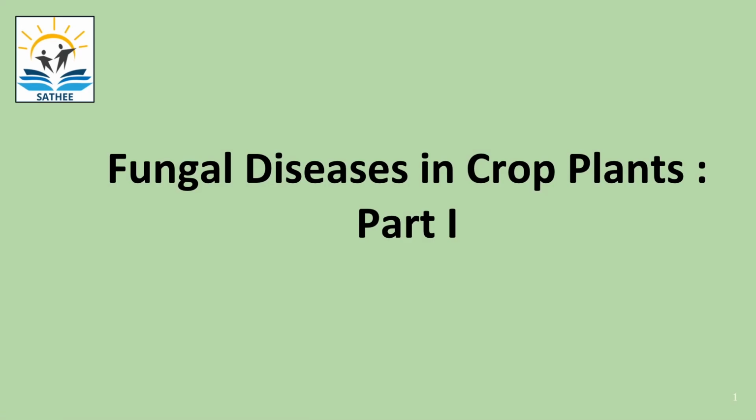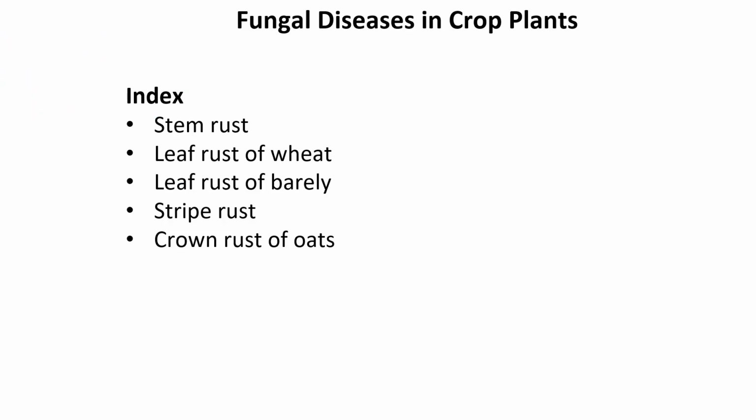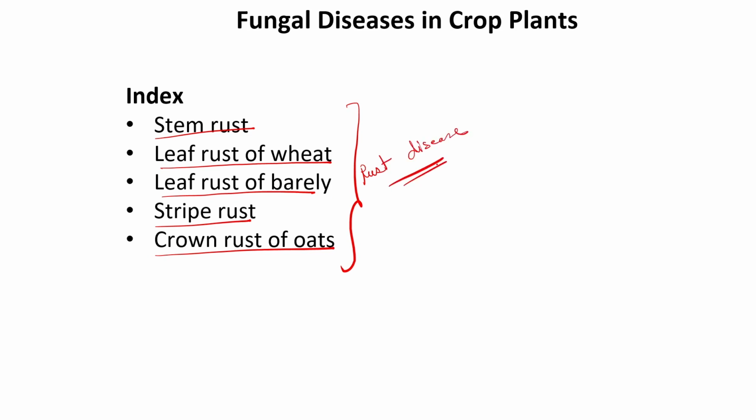Hello everyone, welcome to the new session of fungal disease in crop plants. So this is the first part of this topic. In this session, we are going to study stem rust, leaf rust of wheat, leaf rust of barley, stripe rust and crown rust of oats. So basically we are going to study rust disease that is caused by fungus.